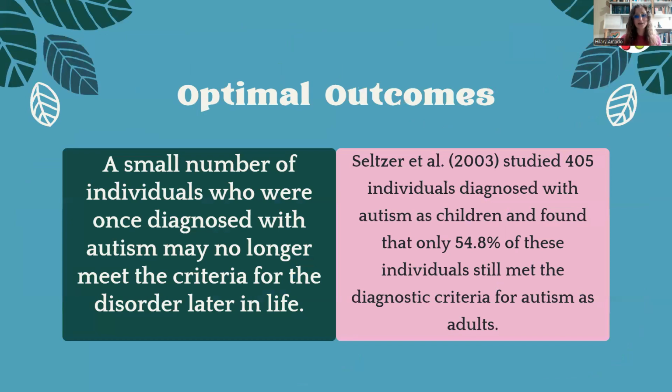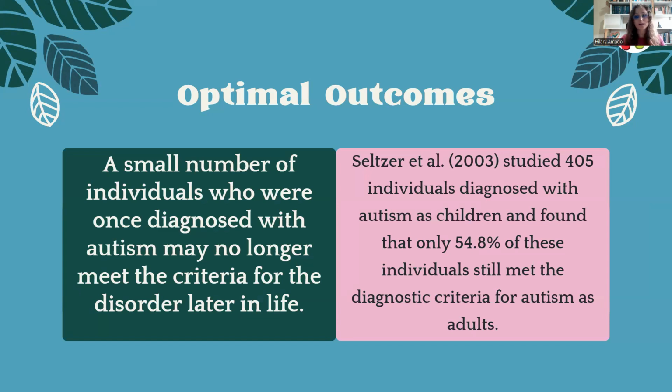While autism has no known cure, some studies suggest that a small number of individuals who were once diagnosed with autism may no longer meet the criteria for the diagnosis later in life. This phenomenon has been reported by authors like Levi and Perry and Seltzer et al. This phenomenon is referred to as optimal outcomes when they no longer meet that criteria.